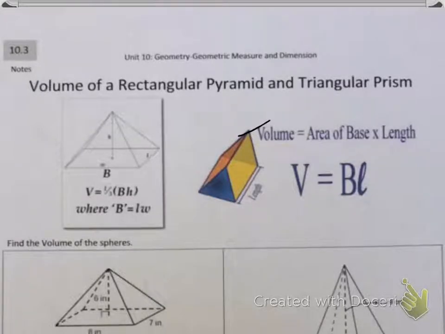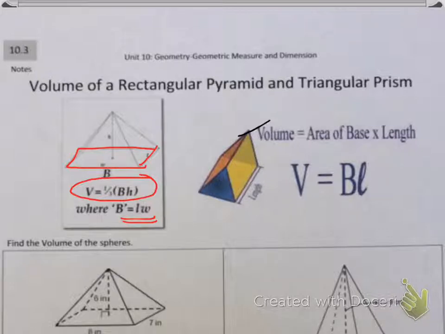This is Note-Taking Guide 10.3. We're going to find the volume of a rectangular pyramid and also the volume of triangular prisms today. When we're doing a pyramid, the formula is 1/3 the area of the base times the height. The base is usually a rectangle or square of some kind, which means that would be length times width to find the area of that.